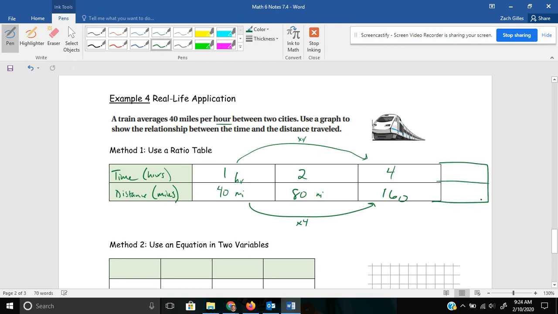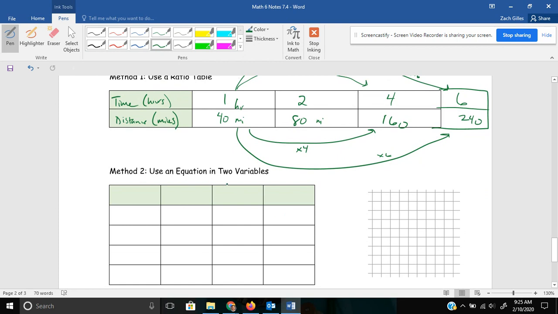You can keep going, however many plots you think you need to get some accurate data. Maybe say you went 6 hours. How far could you have gone? Well, to go from 1 to 6, times by 6, and do the same on the bottom. That will give you 240 miles. Okay, lots of different ways that you could represent that in a ratio table. Okay, let's try another way.